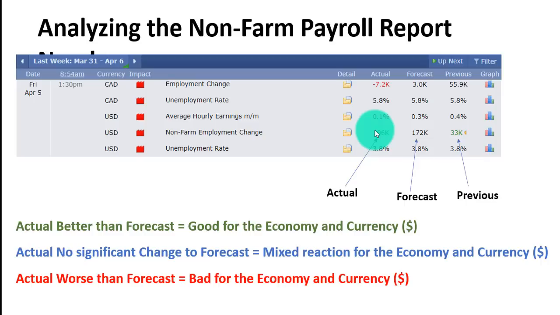The third type is when the number is worse than the forecast. So the actual number released is worse. So they were expecting 172K, and the number that came out is 120,000 new jobs. So that's worse than what the consensus was, or the forecast was. What that means is a smaller number of people than expected were getting new jobs.